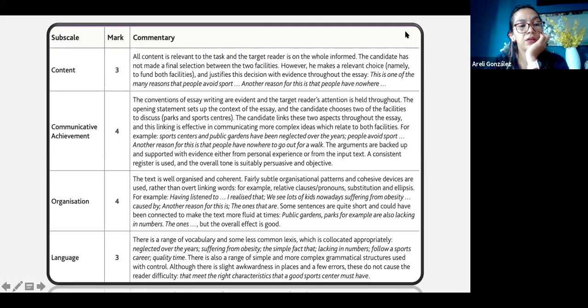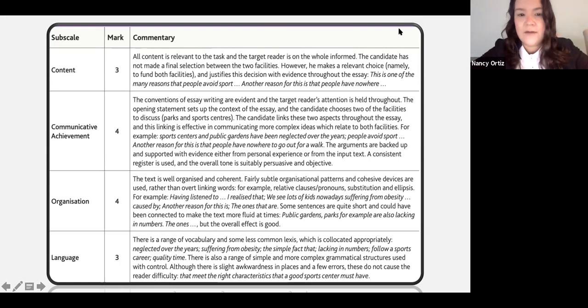In content, the person got less, okay? Check. It says content: all content is relevant to the task and the target reader is on the whole informed. The candidate has not made a final selection between the two facilities. However, he makes a relevant choice, namely to fund both facilities, and justifies this decision with evidence throughout the essay. This is one of the many reasons that people avoid sport. Another reason for this is that people have nowhere, blah, blah, blah. Check how important it is to make a final decision.